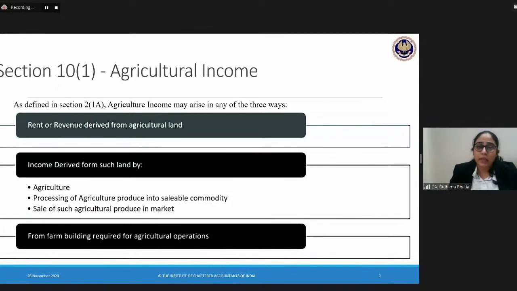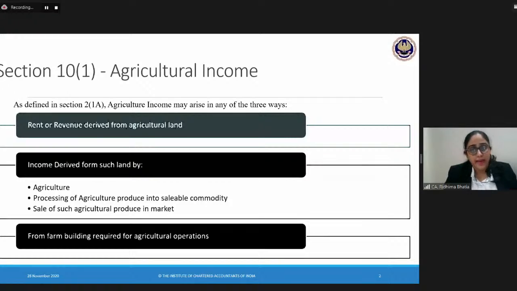Now, agriculture is not defined anywhere particularly, but agricultural income is defined in section 2 clause 1A. So section 10 subsection 1 clearly says agricultural income is exempt. That's it. To understand it better, we go to the definition section, which is section 2. Section 2 clause 1A says that agricultural income covers 3 types of income.